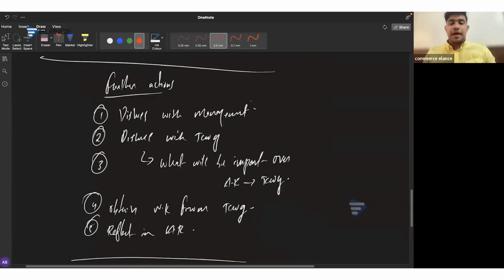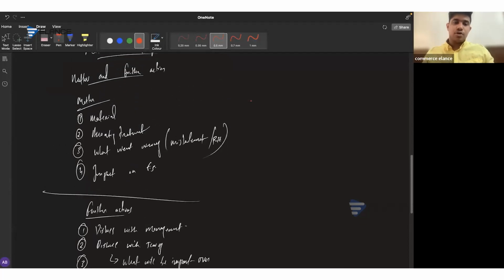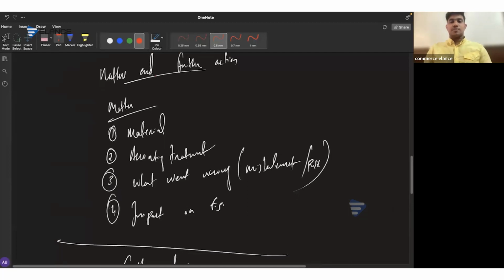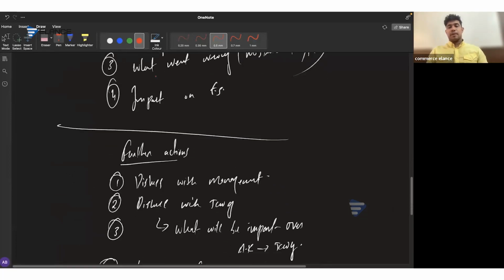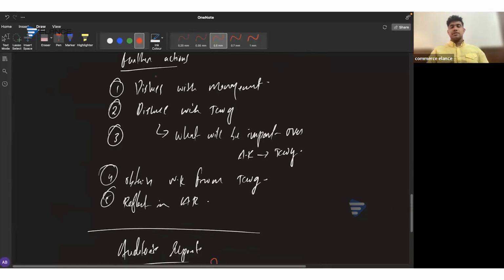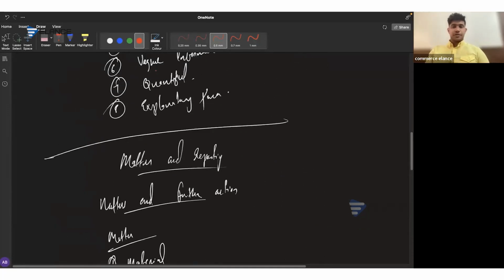So this is how you will be getting a question on matters to be considered and further actions. First of all, while writing the matters, you have to clearly include the materiality. You have to specify the accounting treatment, what went wrong and impact on FS. When you provide further actions, you have to discuss what you have to discuss with the management, with those charged with governance, you need to obtain written representation and reflect in auditor's report. When it comes to auditor's report, you have to clearly specify material or not, pervasiveness, opinion, and basis of opinion. Okay? Perfect.